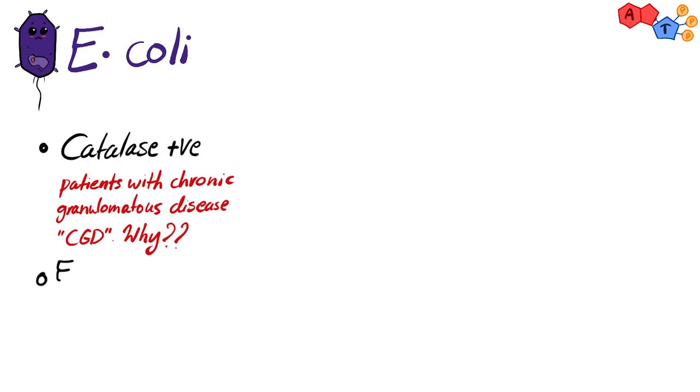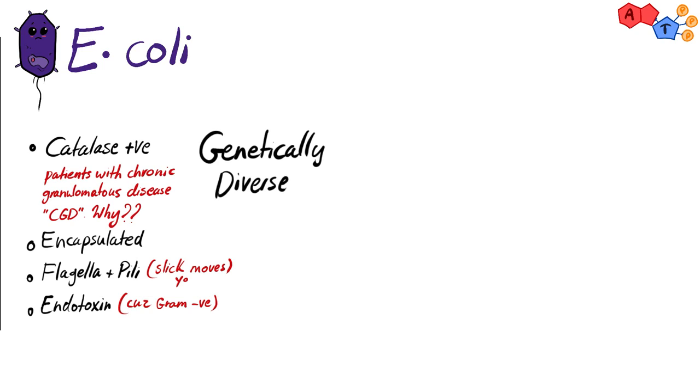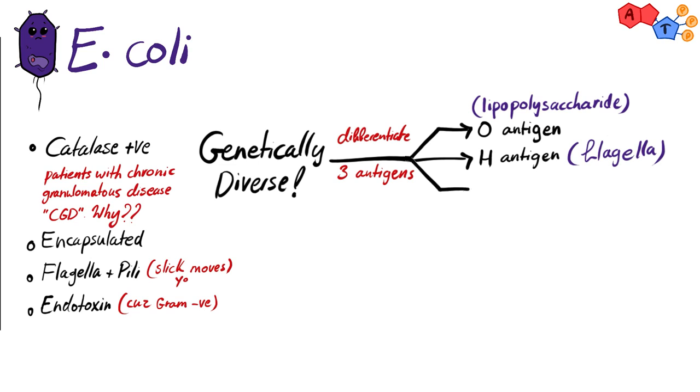E. coli is also encapsulated, meaning it has a capsule, and it also has flagella and pili for movement and adherence. Lastly, he has endotoxin, since he's a gram-negative bacteria, and also E. coli is very genetically diverse and can be differentiated into serotypes based on differences between three antigens. The first antigen is O antigen, which is related to the lipopolysaccharide, and remember from our introduction to microbiology that all gram-negative bacteria have lipopolysaccharide in their outer membrane. Then it has H antigen, which is associated with the flagella, and K antigen, which is associated with the capsule.